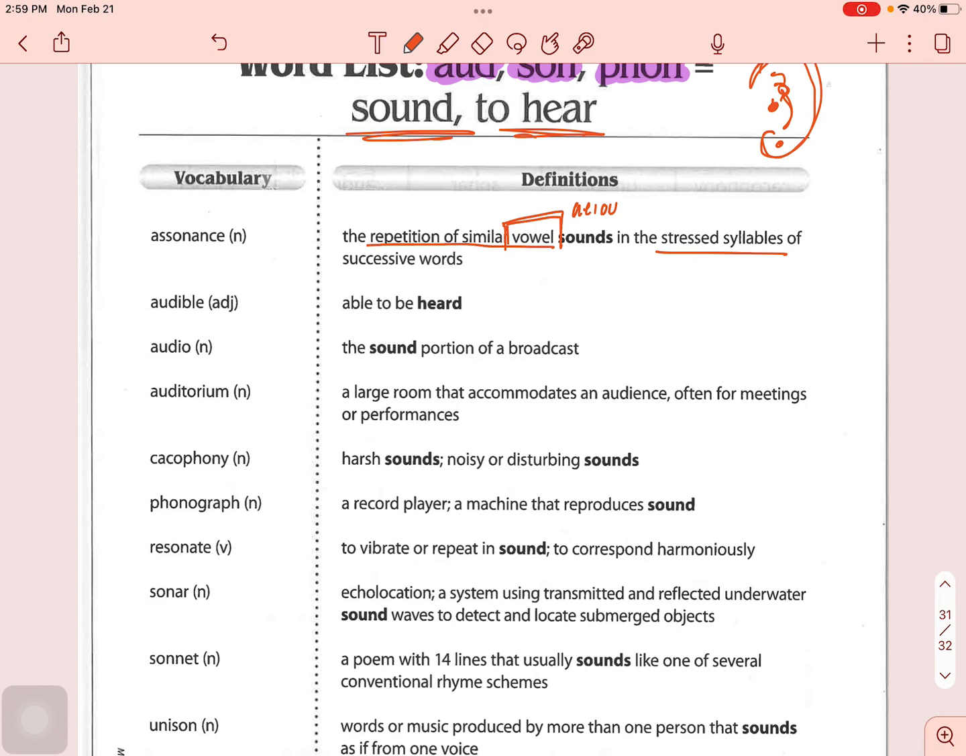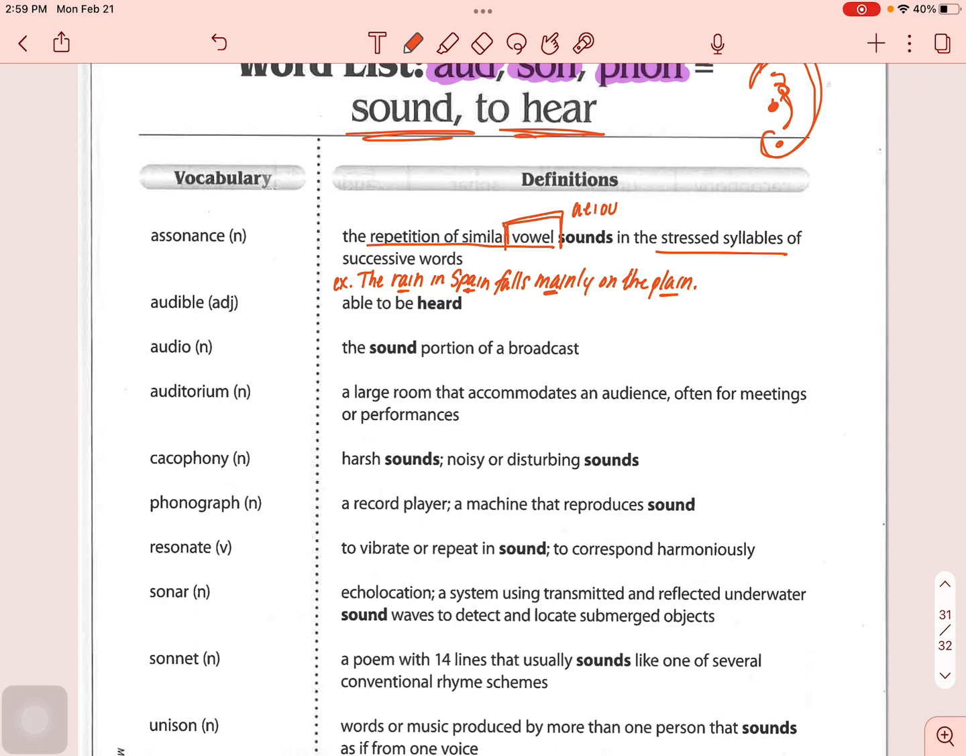But a good example of this would be, I'm going to put an example. It's going to take me a minute to write it. The rain in Spain falls mainly on the plain. So you could see you've got that AI sound that keeps going on and on throughout that sentence. That is an example of assonance, okay?